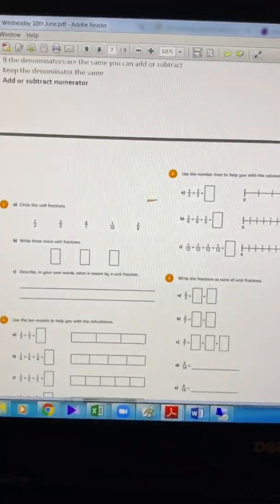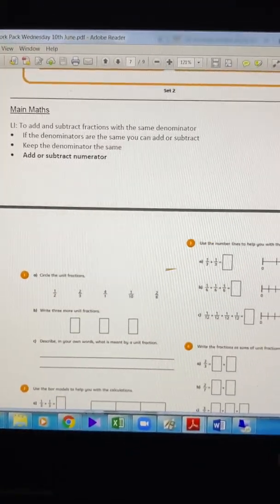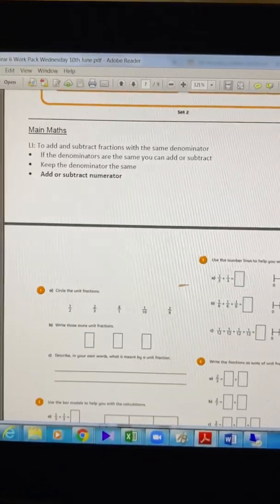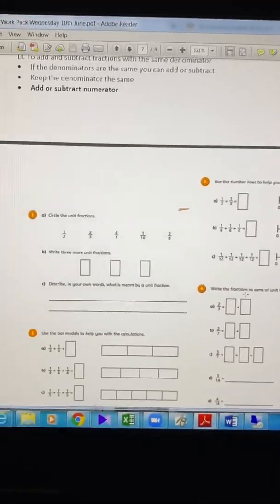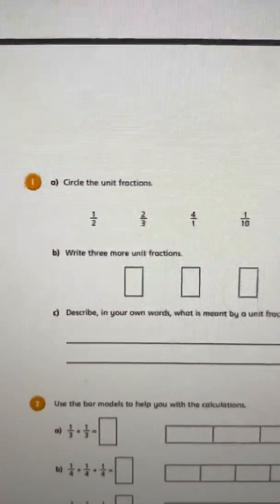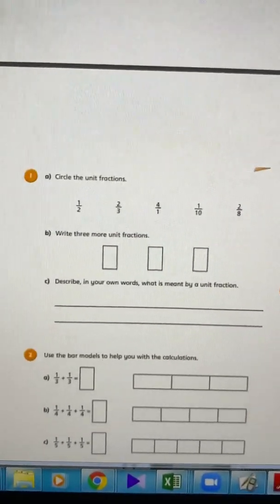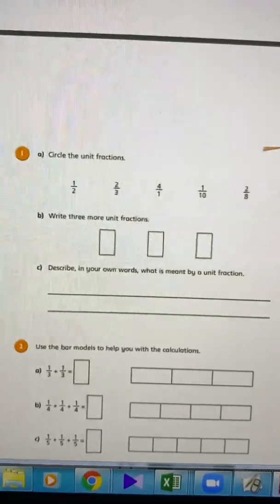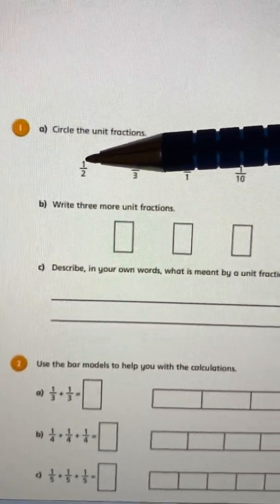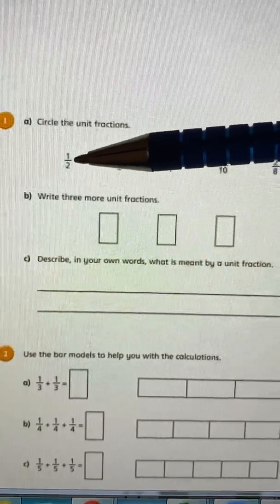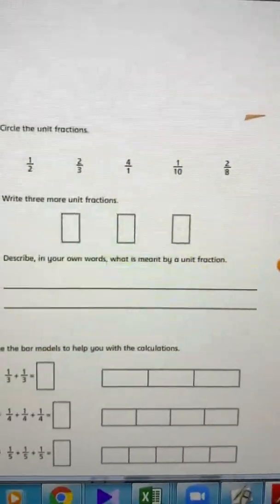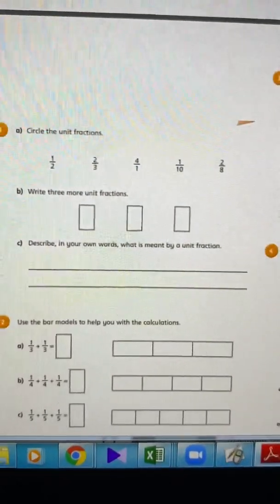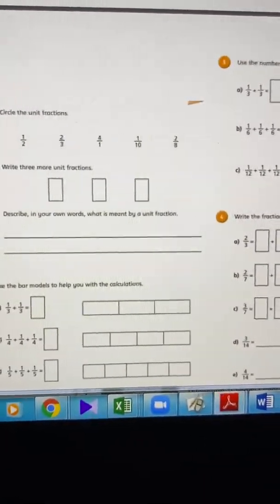Now, the main activity is to add and subtract fractions with the same denominator. If you have the same denominator, it works. The key word here is unit fractions. A unit fraction is any fraction that has a 1 as its numerator and a positive integer as its denominator, a number that is 1, 2, 3, 4, 5, 6, 7, 8, 9, 10, 11, 12, 13, 14, all the way up to infinity. So that is a unit fraction.